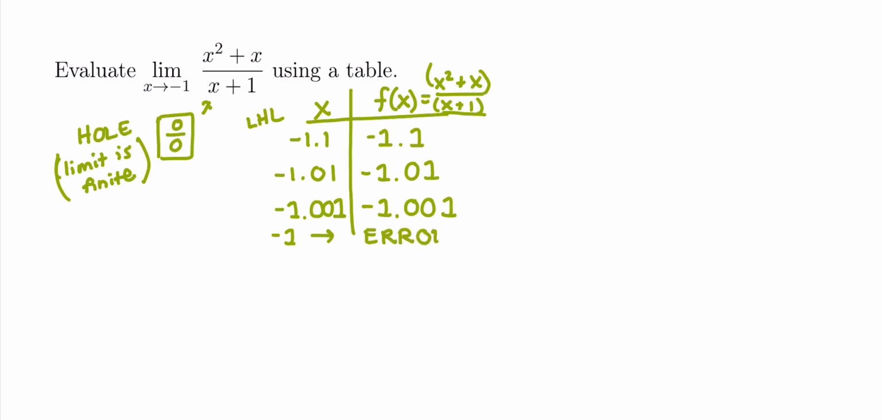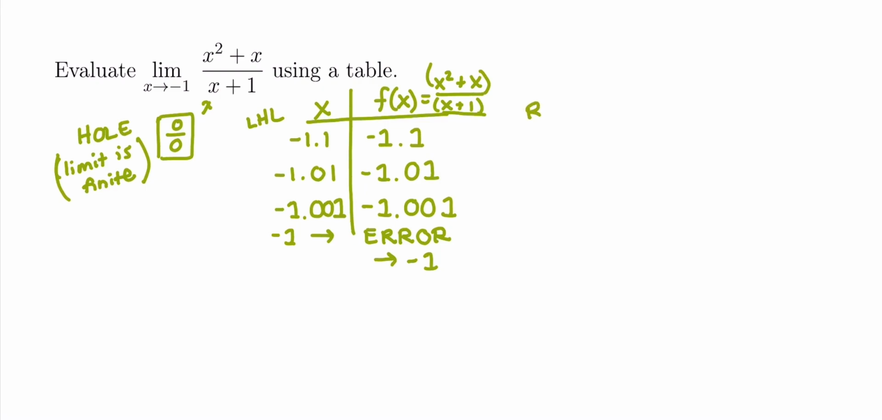From the left-hand side, as we get closer to the x value -1, it looks like that left-hand limit is approaching, well, -1.1, -1.01, -1.001. That y value for the left-hand limit looks like it's approaching -1 for our left-hand limit.